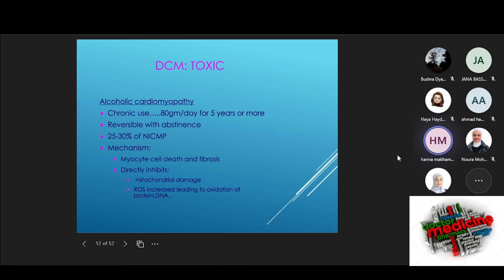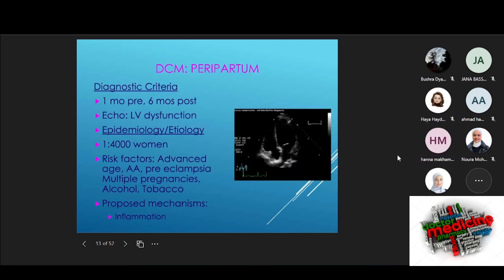Now, alcoholic cardiomyopathy, chronic use, 80 grams a day for 5 years. So this is for heavy drinkers. If they use this amount of alcohol for 5 years, it's reversible with abstinence. It still comprises nearly 1/3 of the cases of non-ischemic cardiomyopathy. There is myocyte cell death and fibrosis. It affects the energy producing and the oxidation in the myocytes.